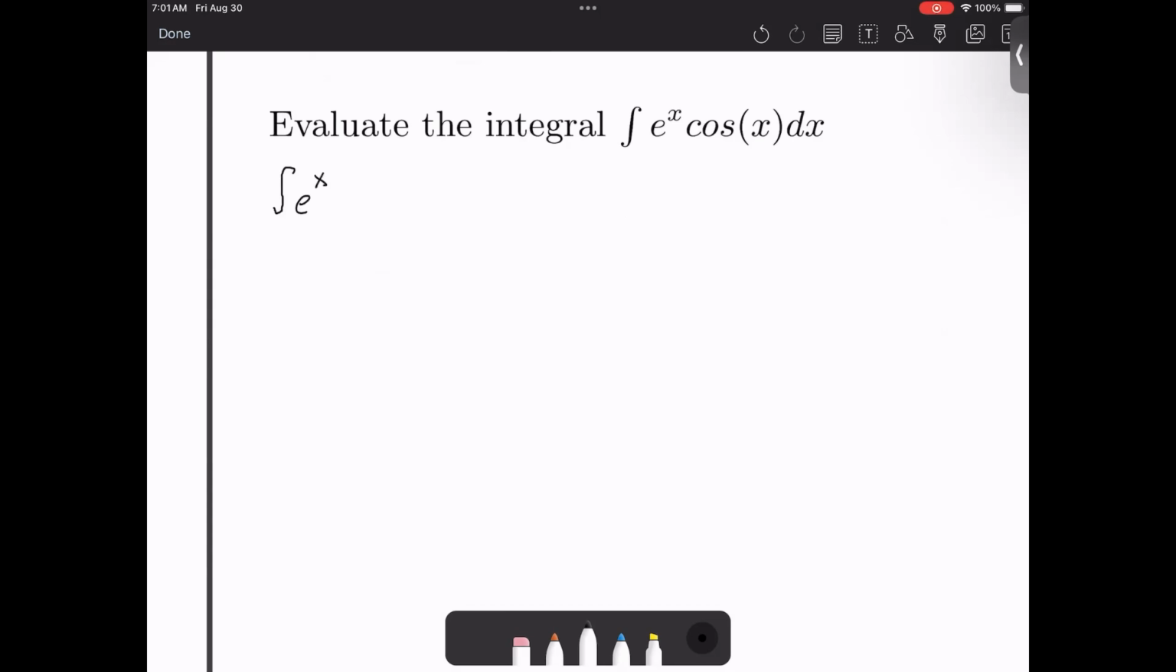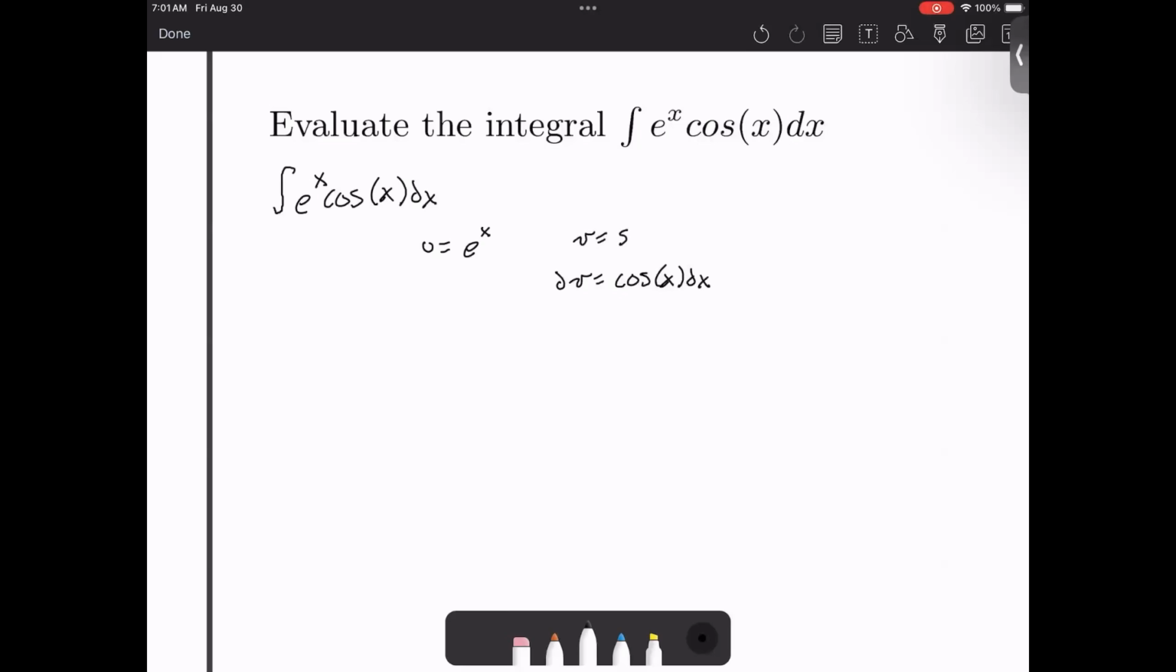We're trying to integrate e to the x times cosine of x. So here, if you're thinking about what am I going to differentiate, what am I going to integrate, no matter what you do to e to the x, it will stay e to the x. And cosine of x is just going to bounce back and forth between sine and cosine, give or take a plus or minus. So it really doesn't matter what you choose here. Let's choose to differentiate the e to the x function, and I will integrate the cosine of x function.